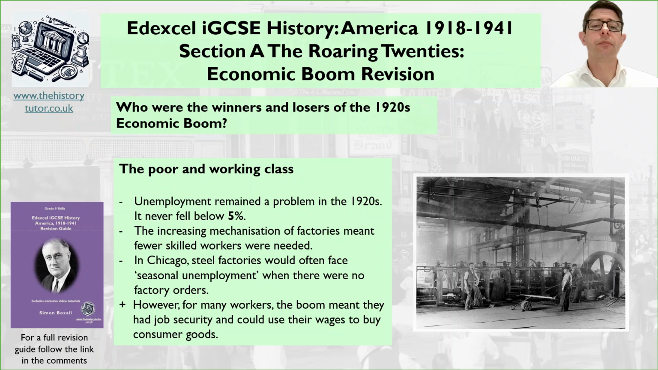Poor and working class people could be still badly off in this time period, particularly as low-skilled work took over. Unemployment remained a problem in the 1920s. It never fell below 5%. There was always this small amount of an underclass who were unemployed. Increasing mechanisation of factories meant fewer skilled workers, and therefore, as I mentioned earlier, lower pay. And in Chicago, for instance, steel factories would often be seasonally unemployed when there was no factory orders. Despite the fact the car industry was doing very well, orders could tumble, particularly as we get towards the latter part of the 1920s. However, for many workers, the boom meant they had job security and could use their wages to buy consumer goods. They could get loans and hire purchase because they were in guaranteed employment.